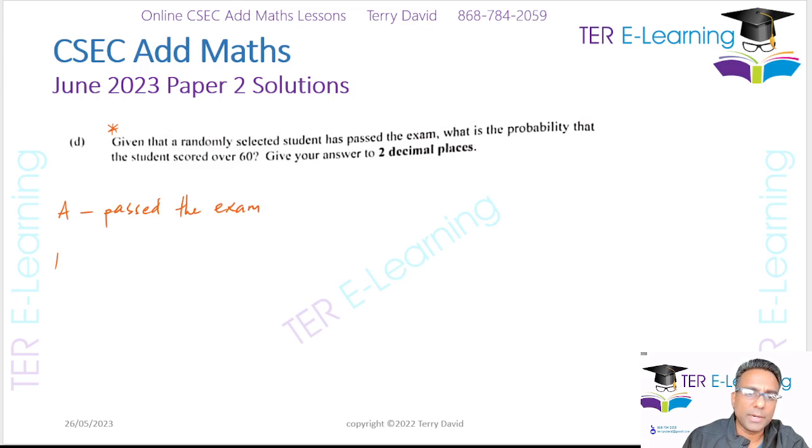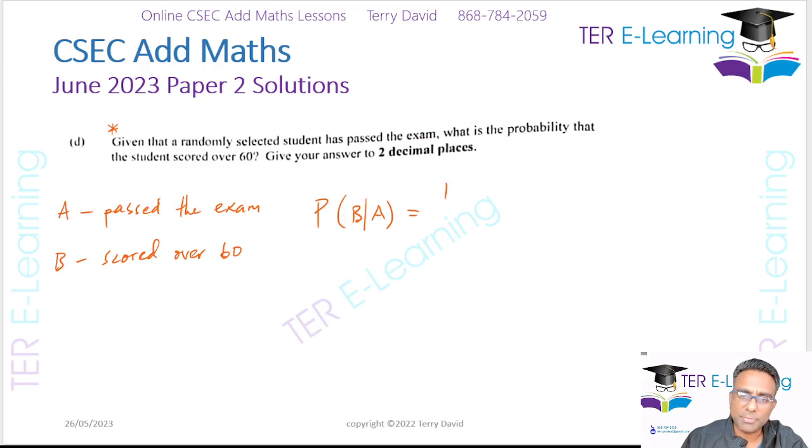All right, B now, the second event: the probability that the student scored over 60. So the question is, what is the probability that the student scored over 60? That is the probability of B given A, because A is passed.